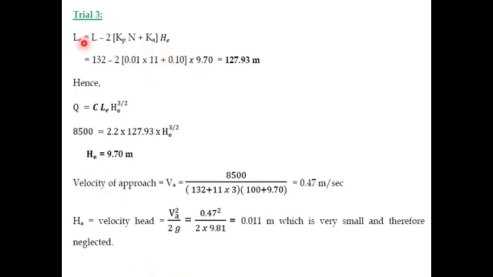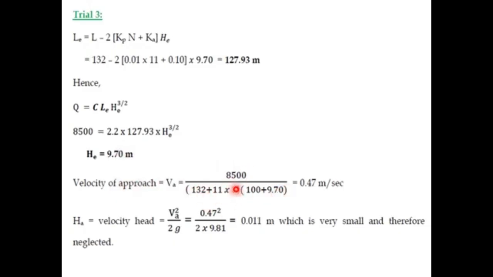Trial 3: knowing the new value of 9.7, that is the total energy head, now L is 132, because there are 12 spans of 11 meters, so there are 11 piers, and therefore we can calculate the effective length. Using this effective length, we can again calculate the total energy, which is 9.7, the same as the previous trial. However, we can calculate the velocity of approach by the total discharge divided by the area.